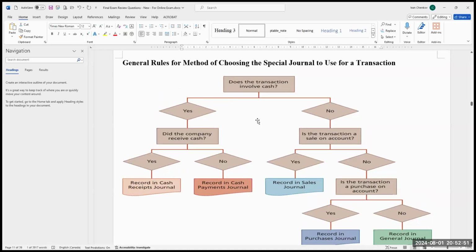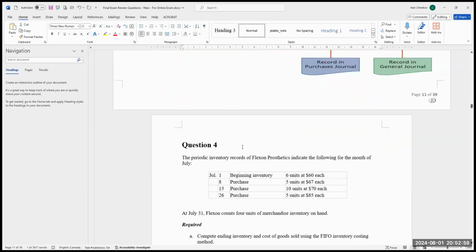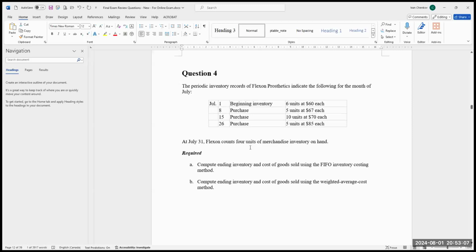That's how you should apply it to every event that you see on your question from chapter 7, which is going to come on the final exam. That's from chapter 7. Now chapters 5 and 6. Let's see chapter 6 first, and then we're going to go to chapter 5.